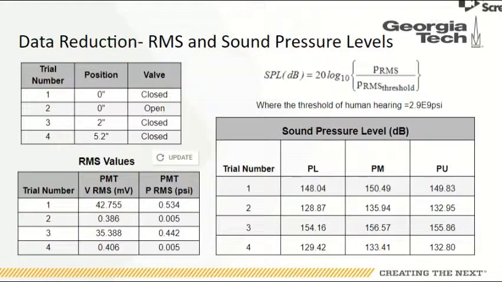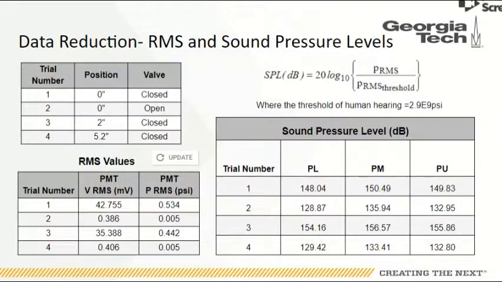Data reduction. This segment of the data reduction shows the RMS values for not only voltage but pressure. This was calculated through the use of different calibration charts, which were given in our lab manual. The voltage RMS was converted to millivolts, and then the conversion factor was found from the charts to translate it to pressure in PSI, as you can see in the bottom left chart.